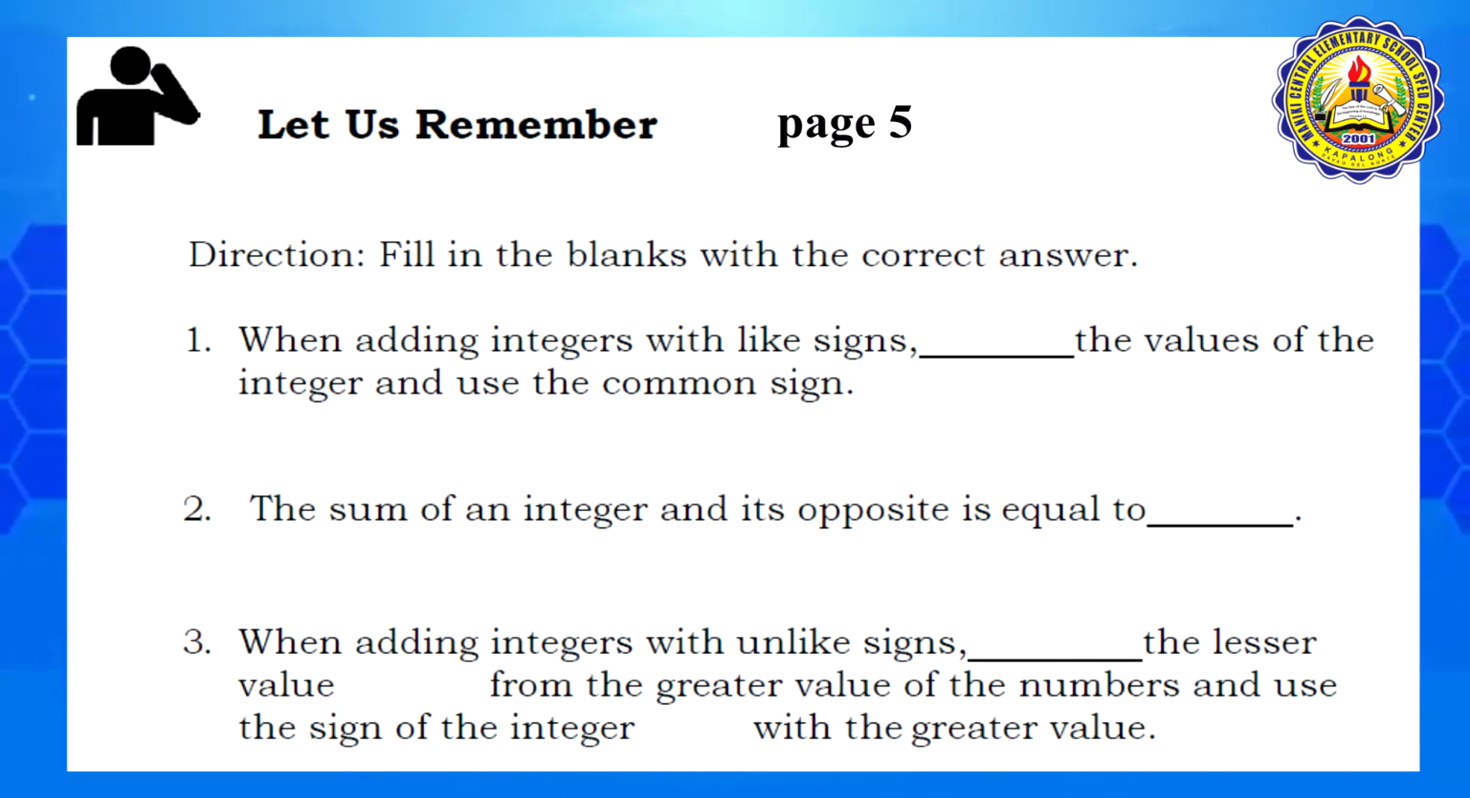When adding integers with like signs, add the value of the integers and use the common sign. The sum of an integer and its opposite is equal to 0. When adding integers with unlike signs, subtract the lesser value from the greater value of the number and use the sign of the integer with the greater value.